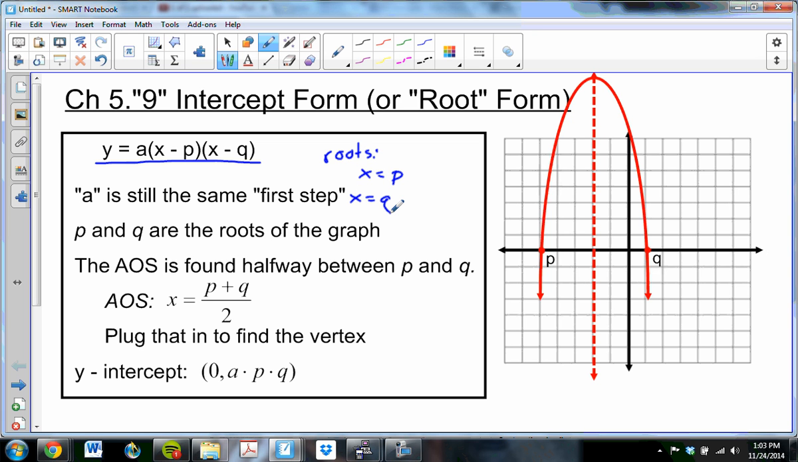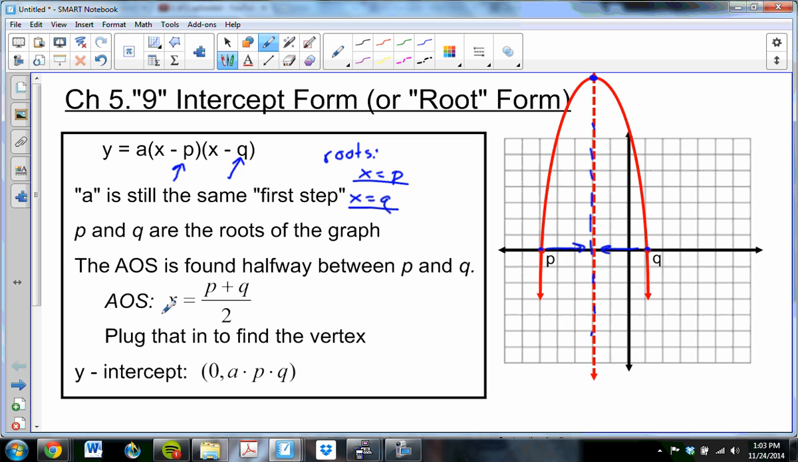Just like everything else with these formulas, we have to be very wary of these negative values. Negative p means that p is my actual intercept, and negative q means that q is the actual intercept. So like here, there's a root or intercept at p and a root or intercept at q. One of the nice things about this form, besides the fact that it gives you the roots right away, is, you know, since parabolas are symmetric, the vertex is going to be halfway in between them, wherever that is. Halfway between them is where your AOS falls. Somewhere on that AOS is the vertex.